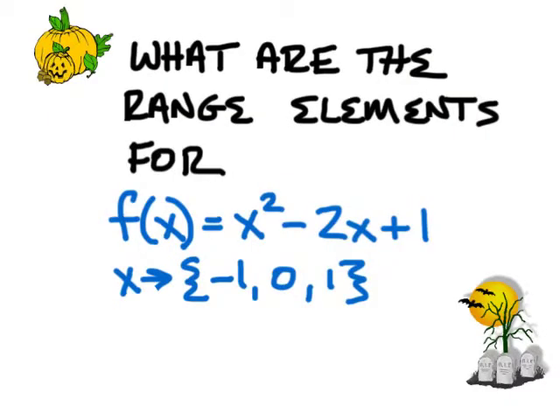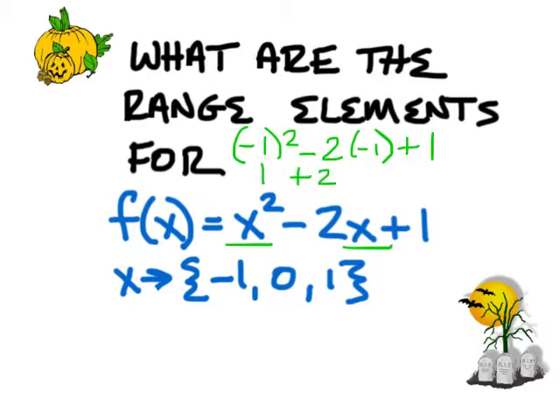Here's example number 6. What are the range elements for f of x equals x squared minus 2x plus 1 if the domain is negative 1, 0, and 1? What if I put a negative 1 in for x? What should I get back? You should get 2. I mean, negative 2. If I put a negative 1 in and square it, 1, and then a negative 1 here, 1 plus 2 plus 1.